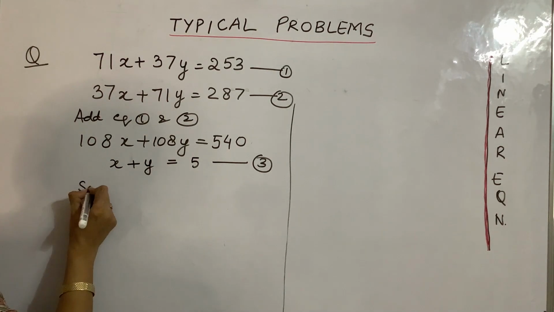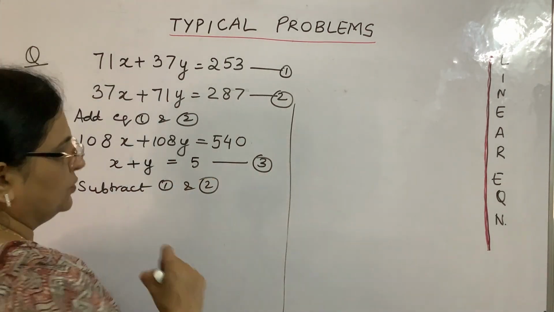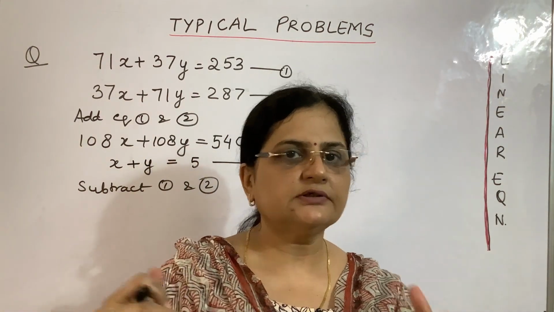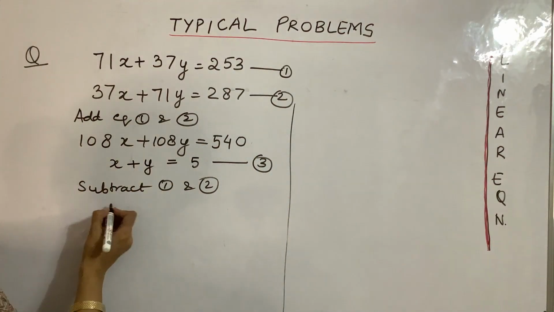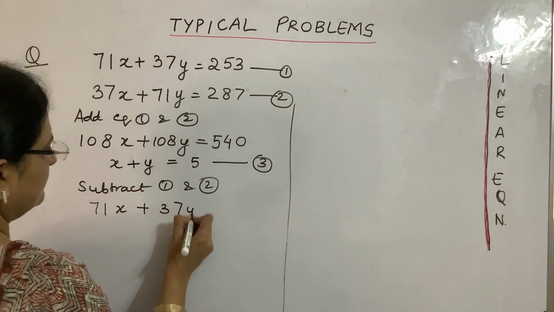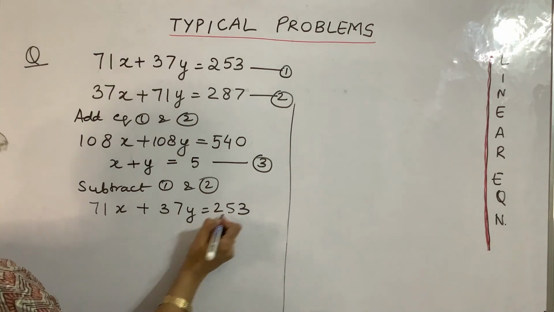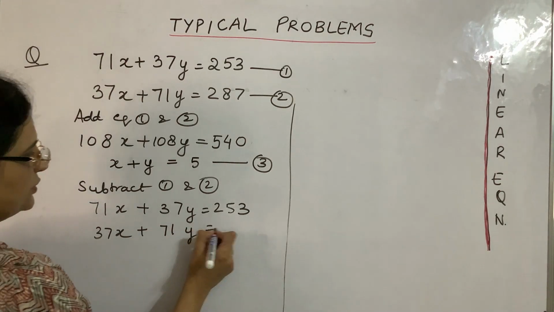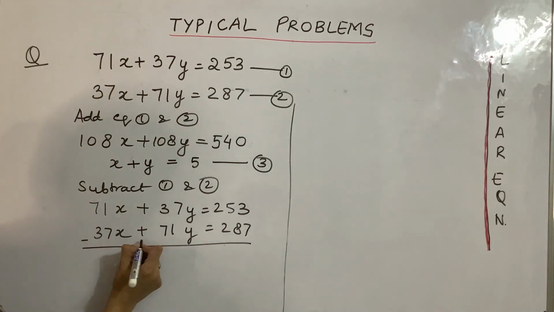Now next is subtract 1 and 2. So for subtraction, my advice is write down the equations, because we change the signs, so we tend to commit mistakes. So it hardly takes a few seconds to do this. 71x plus 37y is equal to 253 and 37x plus 71y is equal to 287. Subtract both of them, change the sign.